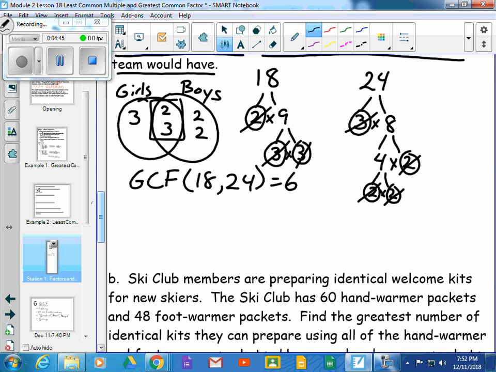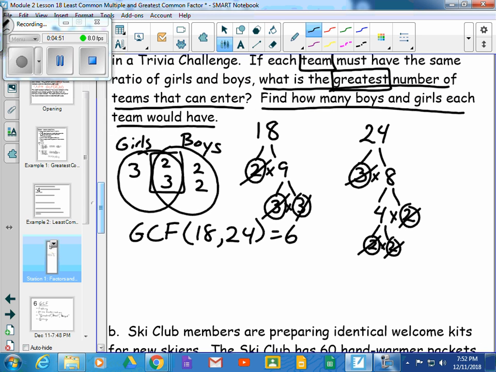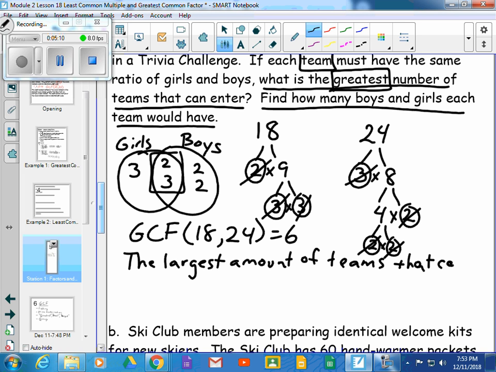However, that's not what they asked for. They asked what's the greatest number of teams that can enter. Well, the greatest common factor tells us how many teams or how many groups can be made. So the largest amount of teams that can be made is 6.